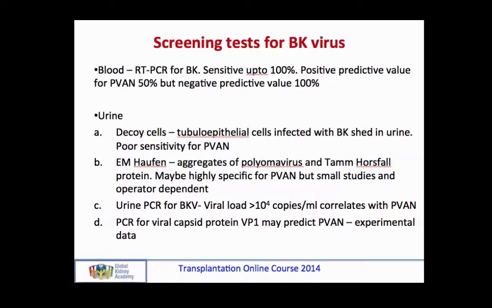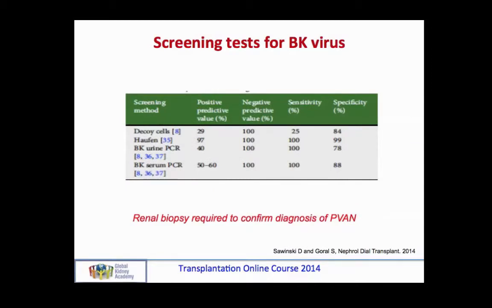Most centres will simply do PCR for BK viral load, and certainly the higher the viral load in the urine, more than 10 to the 4 copies, then you're much more likely to have viremia. And there's increasing interest in PCR for viral capsid protein VP1, which may predict actual BK nephropathy, but that data is predominantly experimental at the moment. This table just summarises what I've just said, in terms of looking at screening tests in the urine. There's a real value in negative screening tests, but the positive predictive value of looking for BK in the blood or urine is pretty variable, really.